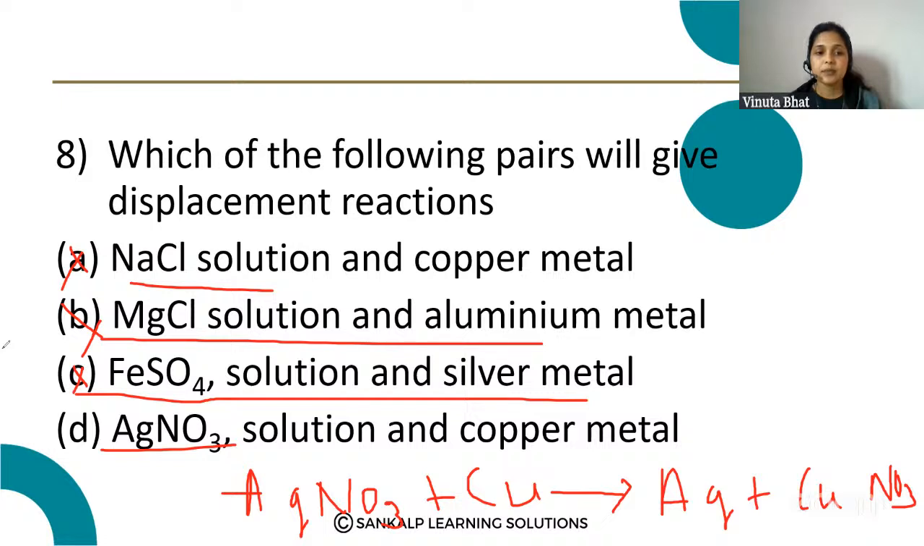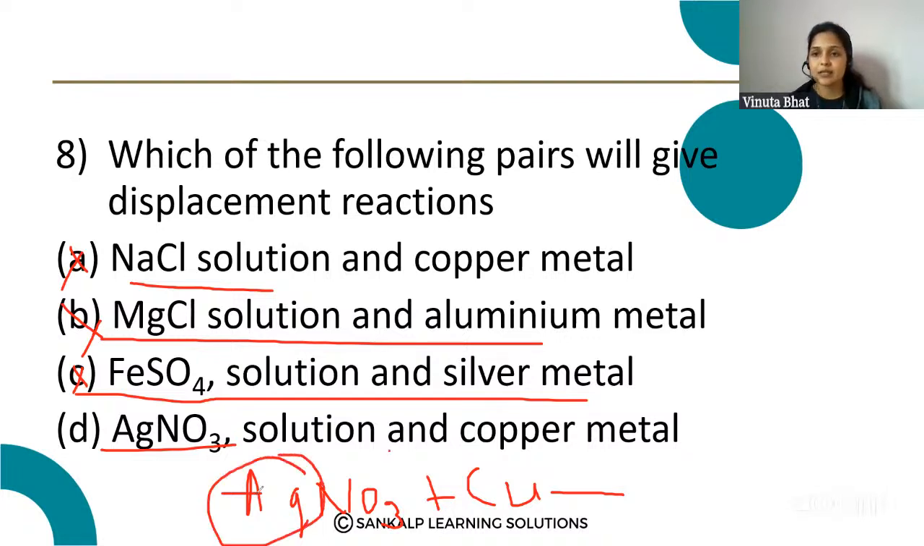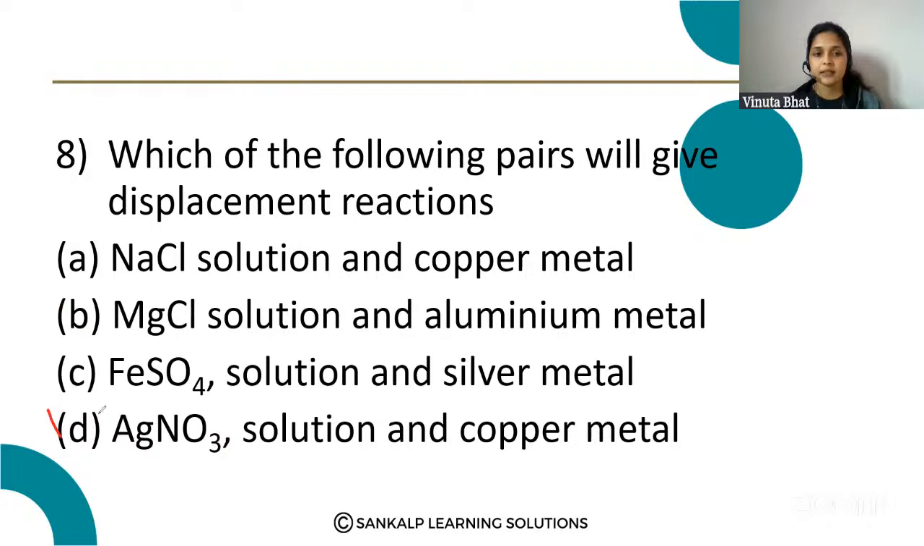This displacement reaction is possible here. What is the reason behind this? Copper is more reactive than silver, so the displacement of the silver takes place. Okay, that is the correct answer, option D. Please note down the answer.